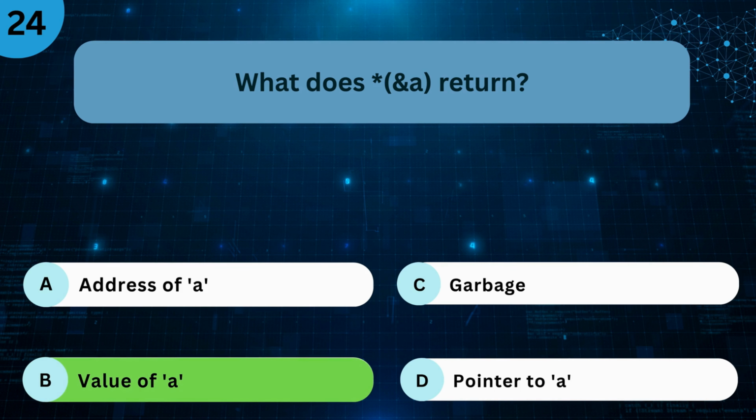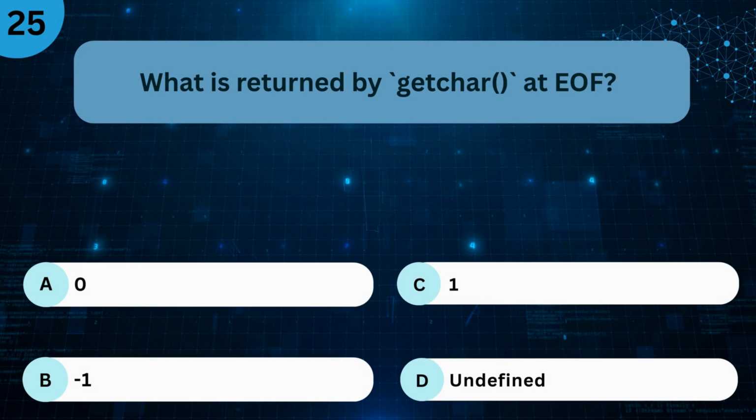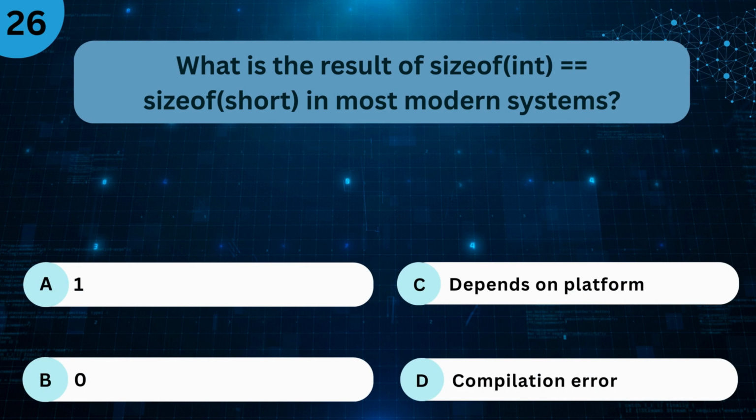Value of a. What is returned by the getchar function at EOF? A. 0, B. -1, C. 1, D. Undefined. The right answer is B. -1.